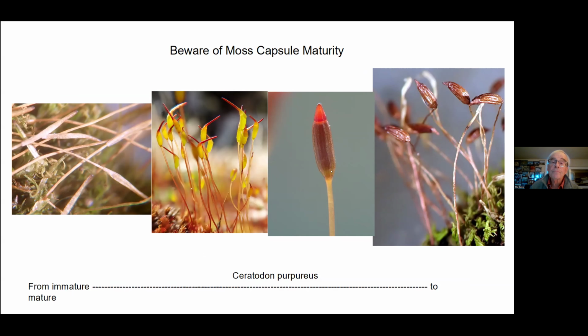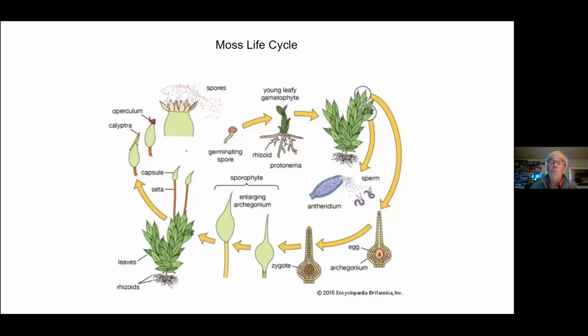Okay, so let's just take a look at where we are in the life cycle. Mosses start off with the spore. It hits the ground and grows into protonema, and then that develops into the gametophyte, which is what you normally will see when you're looking at mosses, particularly in the Southwest, if there are no capsules on them.